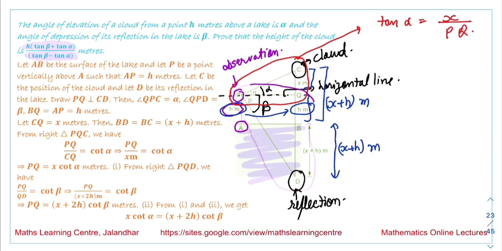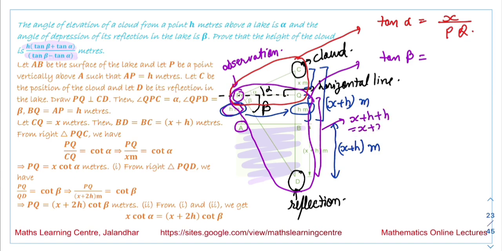Next we are considering this triangle PQD. We get tan beta. This is the perpendicular we are talking about. For this triangle, the total height will be x plus h plus h, that is x plus 2h. This is the perpendicular, x plus 2h, and this is the base for this angle beta. So the base we have is PQ.